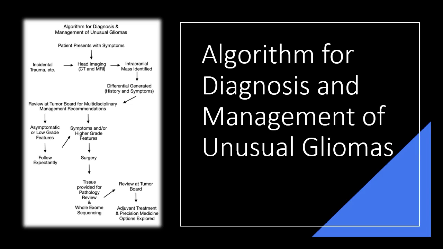Surgery allows both the opportunity for tumor resection, as well as, importantly, provides tissue for pathologic and molecular analysis, including whole exome sequencing. The patient's imaging, pathology, and molecular data is then presented at tumor board for further in-depth discussion, at which time adjuvant therapies and precision medicine options can be explored.